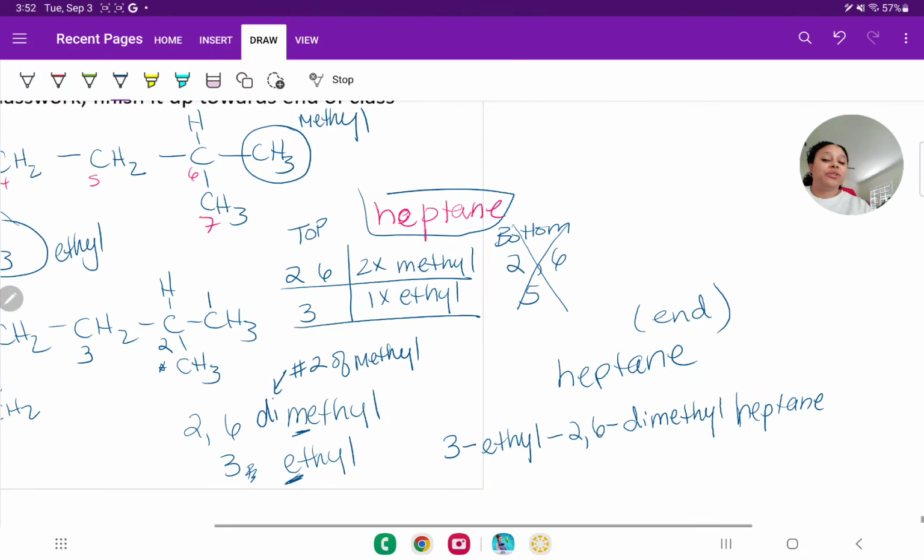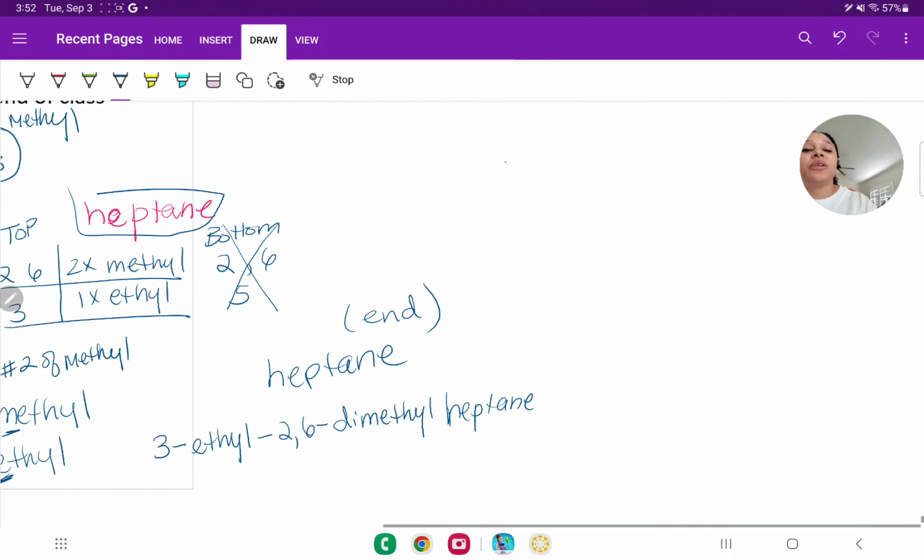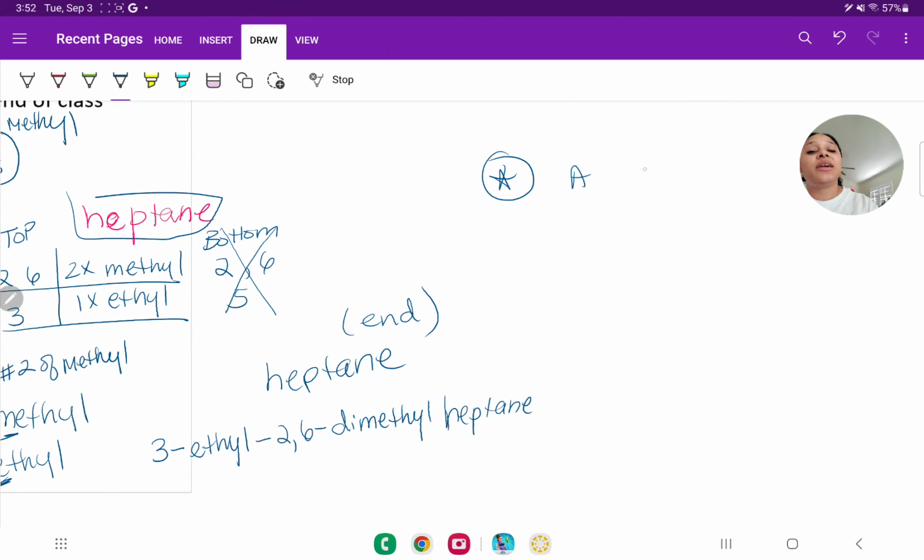There are some other rules, although they don't apply to this one. For example, if you have 2 substituents and they're equally distanced, let's pretend you have substituent A and substituent B, and in one direction A could be 2 and B could be 5, or in the other direction it could be 5 and then 2. If they're equally distant, then the tiebreaker is alphabetical.